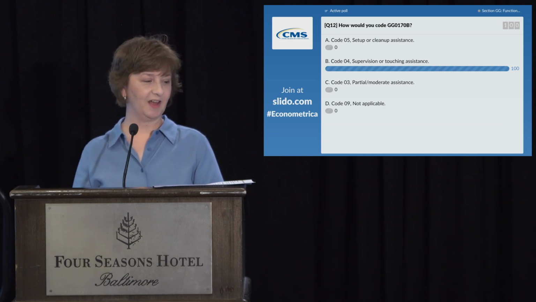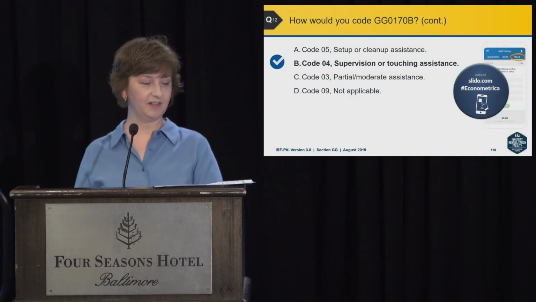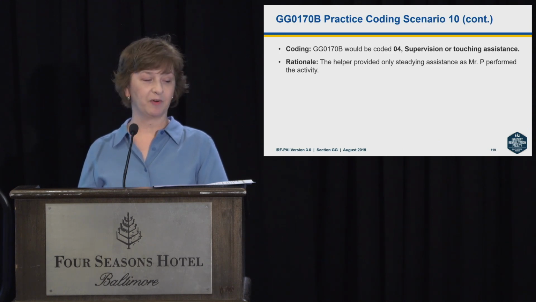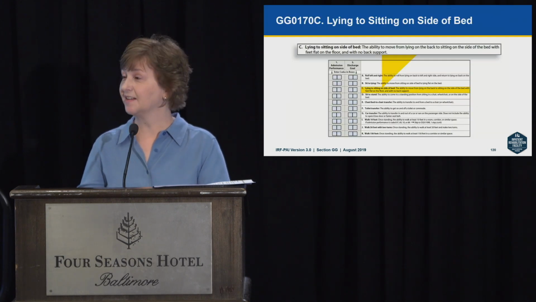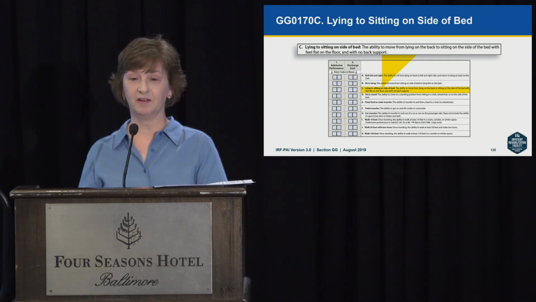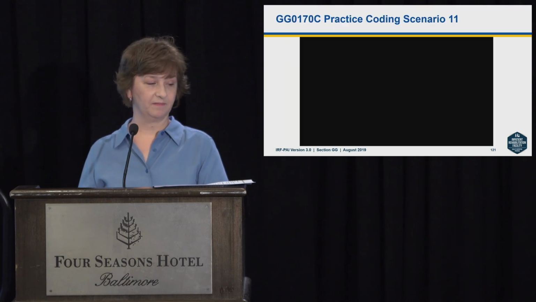Okay, great. So it looks like most of you are coding 04. I do agree with that, and that is indeed the right response. So as you correctly indicated, the helper provides only steadying assistance as Mr. P performed the activity. The next activity that we're going to cover is lying to sit on the side of the bed. For this activity, it refers to the ability to move from lying on the back to sitting on the side of the bed with feet flat on the floor and with no back support.